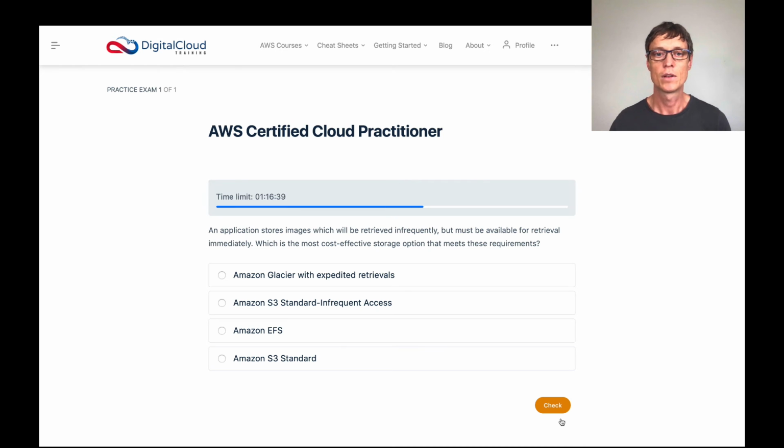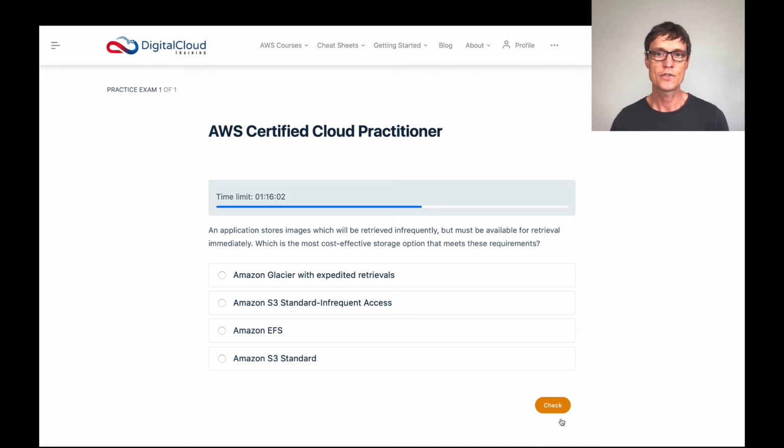So we've got Glacier with expedited retrievals. Glacier is an archiving storage system, and that means it's really low cost. But there's a couple of options in how you retrieve data. You can't just access it immediately. You can't just see it in a bucket like you do with S3 and access that object. You actually have to create a retrieval job, and then you have to wait. Expedited means very fast. You pay a bit more for it, but it's fast, maybe a few minutes. But it's still not immediate. So if the application is trying to read that data immediately, you can't do that with Glacier.